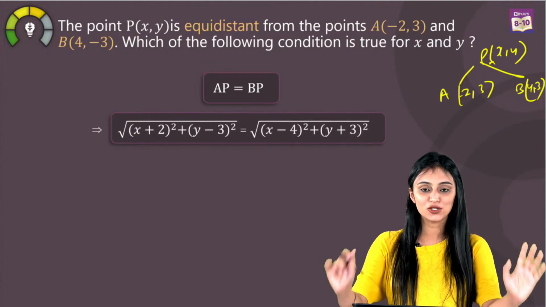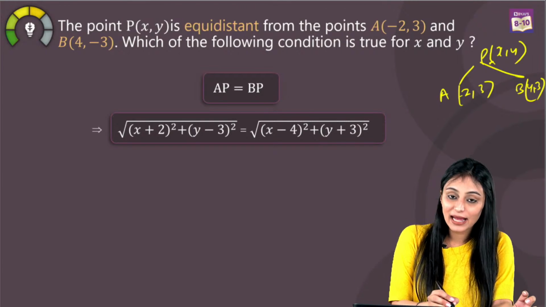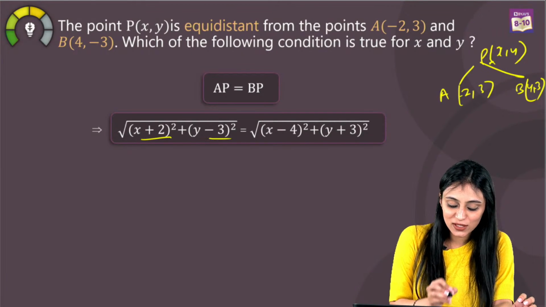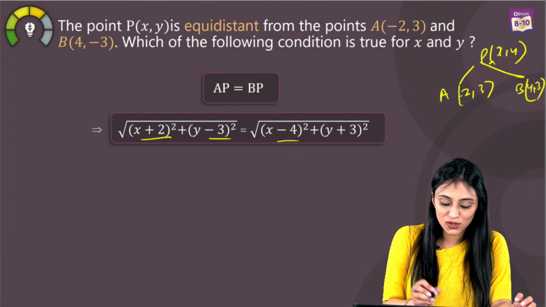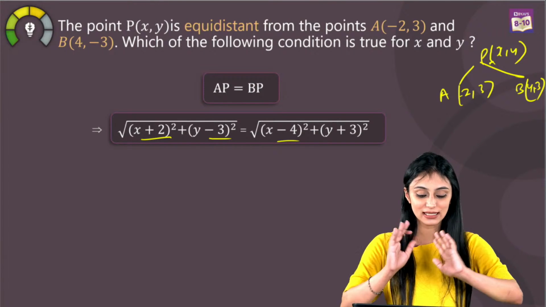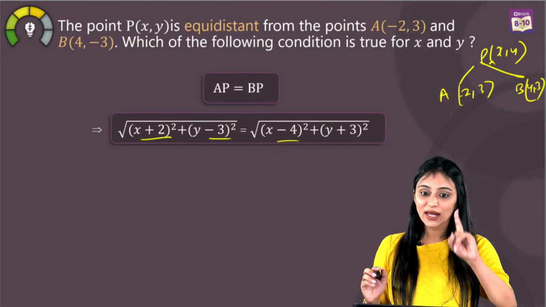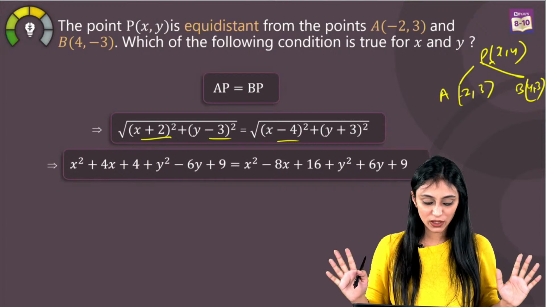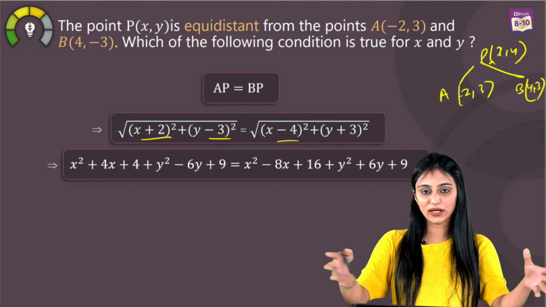So AP is equal to BP, right? Simply apply the distance formula, that's going to be square root of (x plus 2) whole square plus (y minus 3) whole square equals square root of (x minus 4) whole square plus (y plus 3) whole square. On squaring both sides, this root will be removed, right? And just open up whatever is written inside.